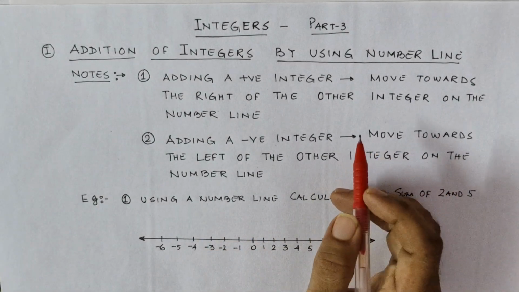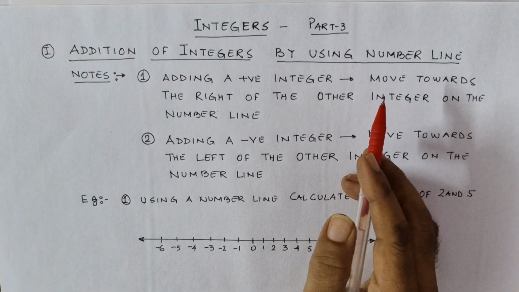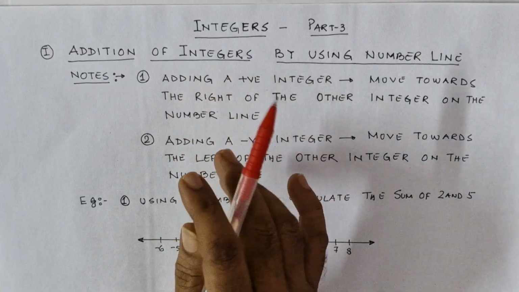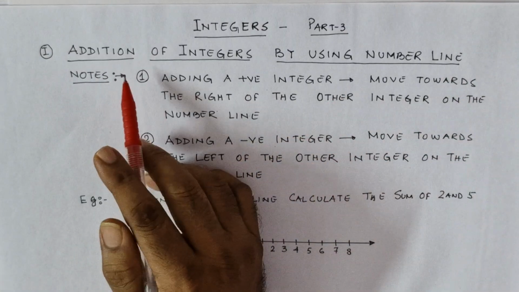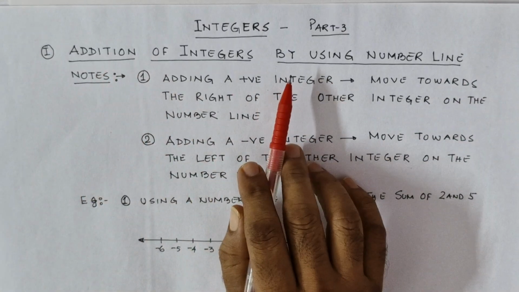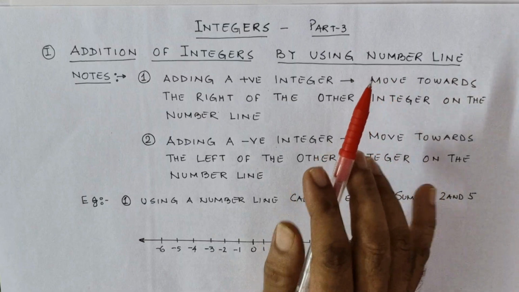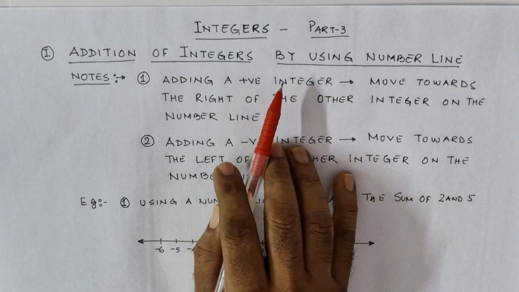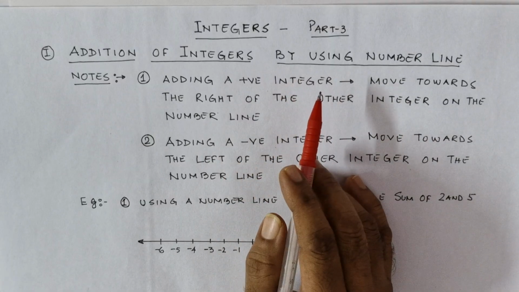Now this is part 3 of the series on integers, and today's topic is addition of integers. There will be two portions of it. The first one will be addition of integers by using a number line, and the second part will be addition of integers without using a number line. Okay.